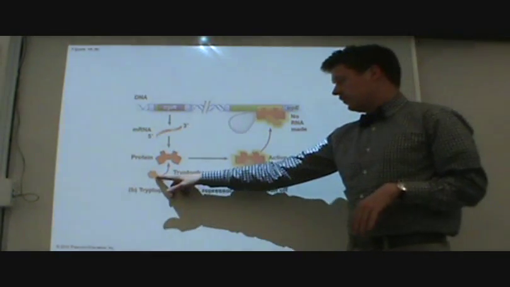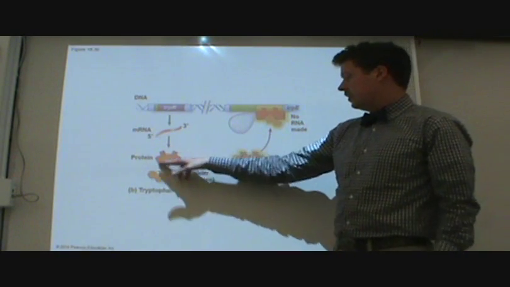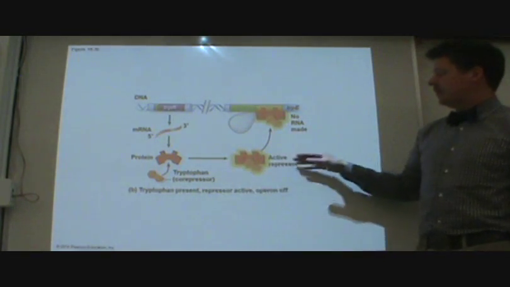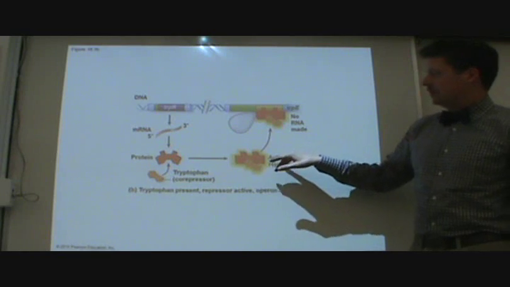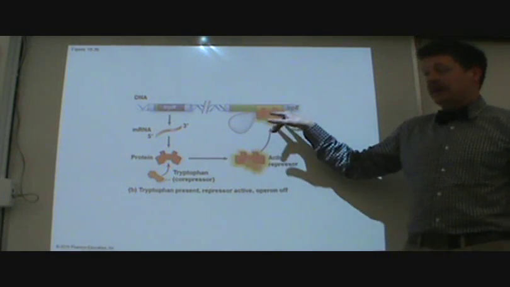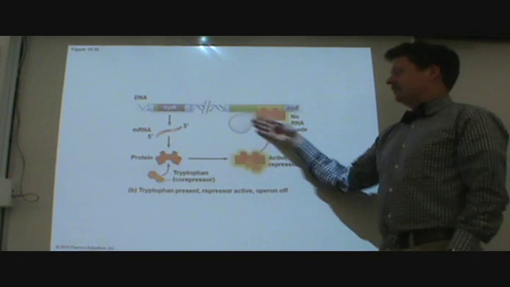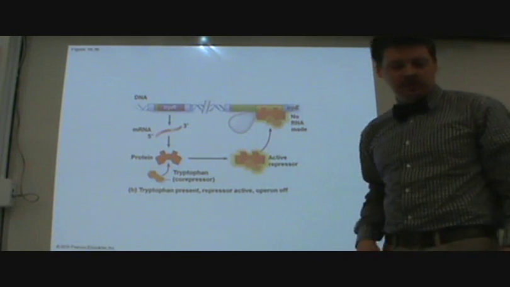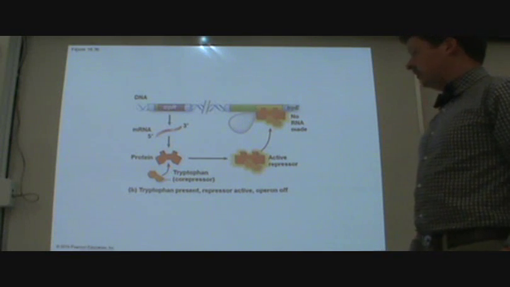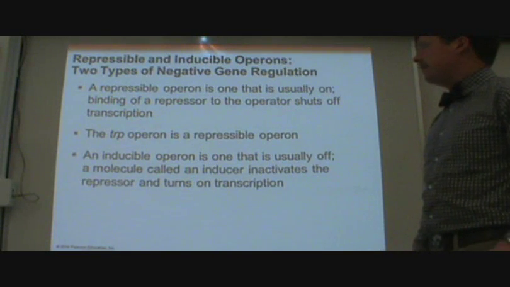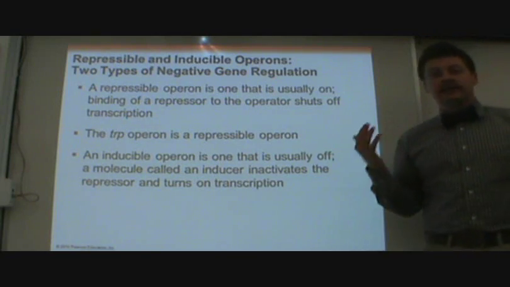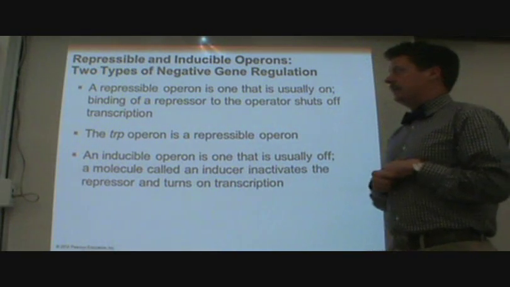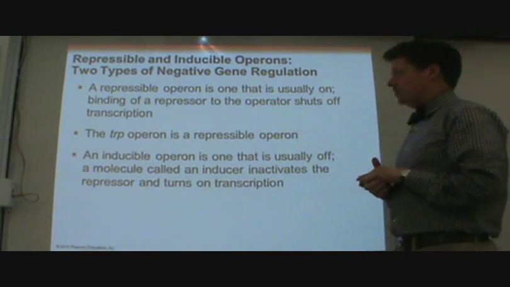Well, when tryptophan is around, it's going to bind to the repressor, because it is the co-repressor, and now you have an active repressor. And now this repressor can bind to that operator, and now RNA polymerase is just going to bump into that repressor, and it's not going to be able to transcribe those genes. Okay, so that's one type of what we refer to as negative gene regulation.